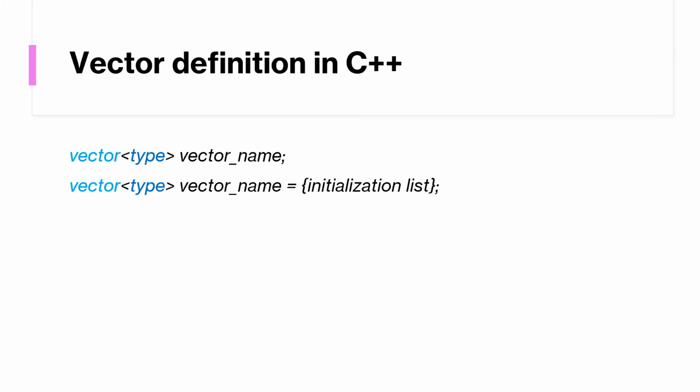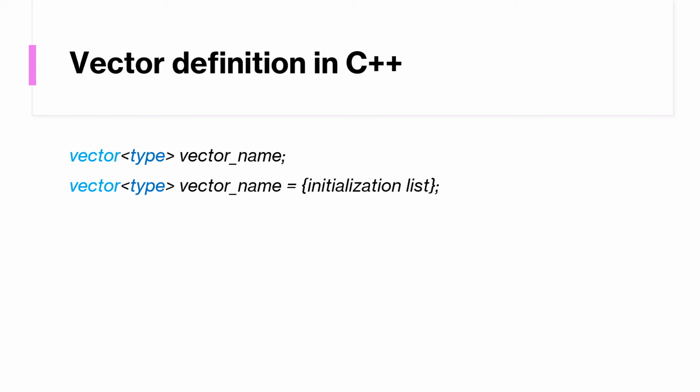Okay. Now, what is a vector? A vector is like a resizable array. What's an array? An array is a list of values that take up a continuous set of memory locations.